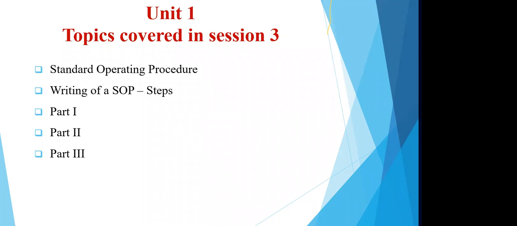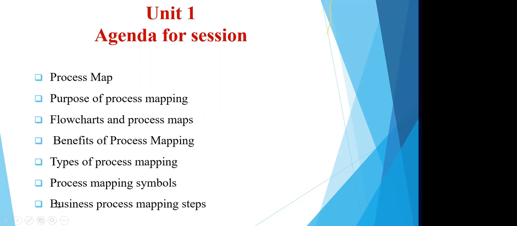Yes, and then the next topic that we started with, just an introduction of the topic, was process map. So that's what we will be discussing today. Process map, purpose of process mapping, and flowcharts and process map. I think we had looked into this. And then we'll be looking into the further points like benefits of process mapping, types of process mapping symbols, and business process mapping steps. What are they?